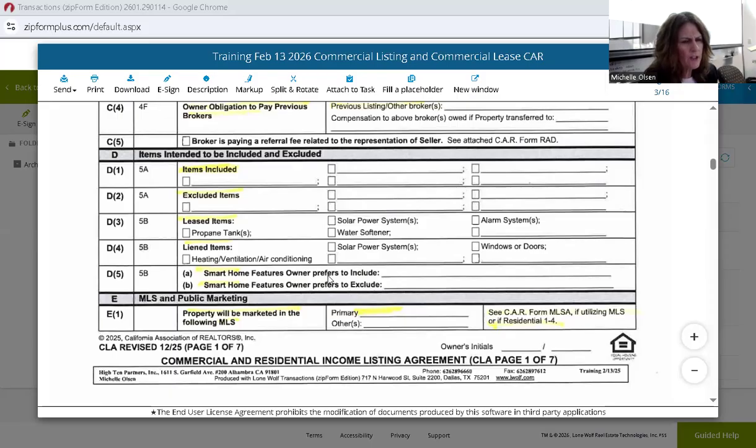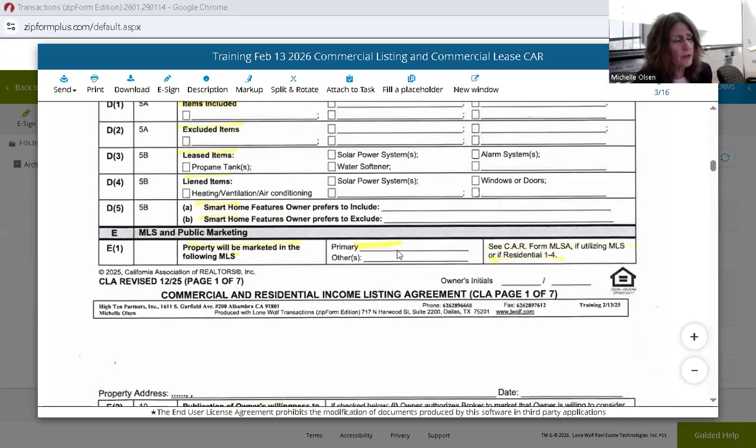The smart home features, if the units had smart home features that the owner wants to include or exclude, that would go here. This is more for sell. This is for both lease and sell. What MLS will this be marketed in? CR MLS is ours. So normally you would have CR MLS here, okay?